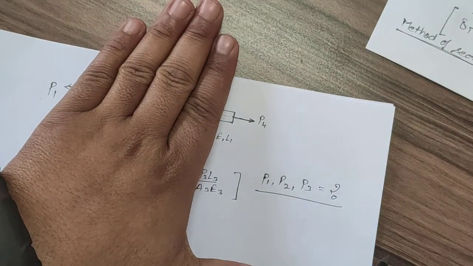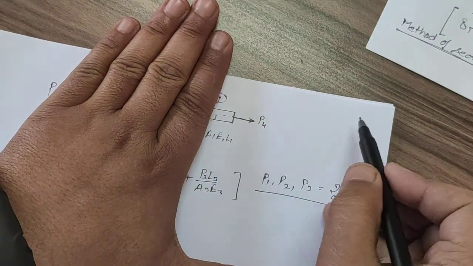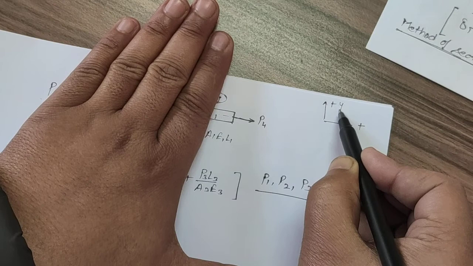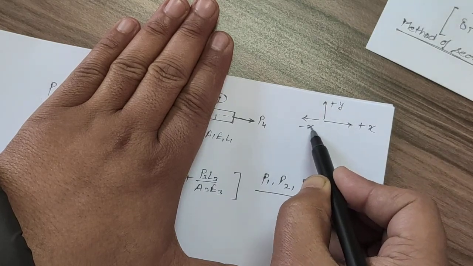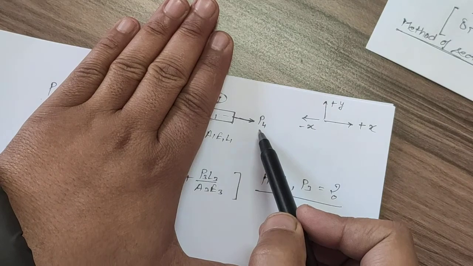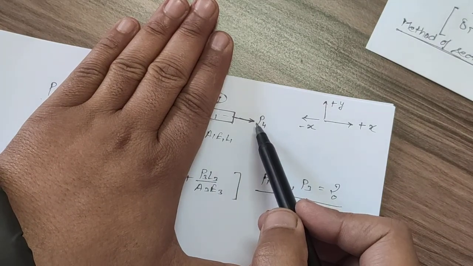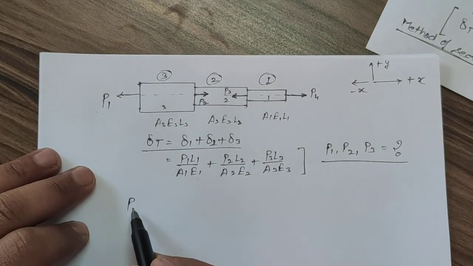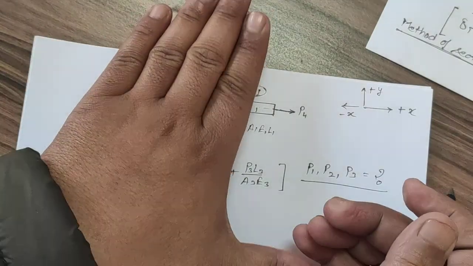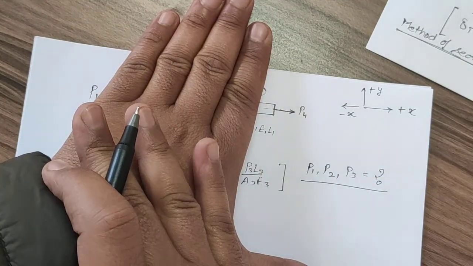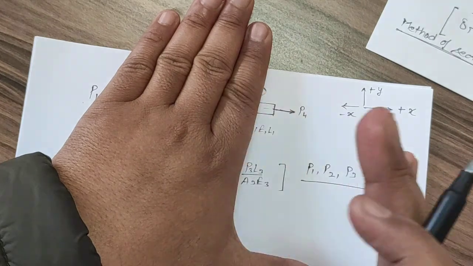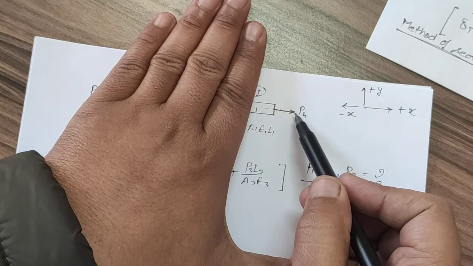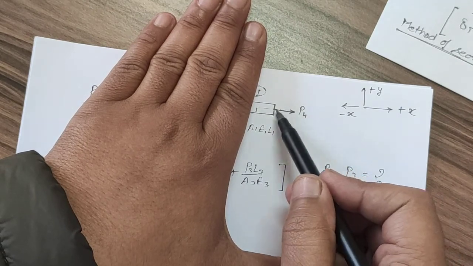Put your hand. What are we observing? This is the positive x direction, and this is the positive y direction. This is positive x, this is negative x direction. So force P4 is acting in the positive x direction. We will take this as positive in nature. So P1 is equal to P4. We have to look either on the right hand direction or on the left hand direction. So we are observing towards the right hand direction. Here P4 is acting. On member 1 we have force P4 acting in the positive x direction.